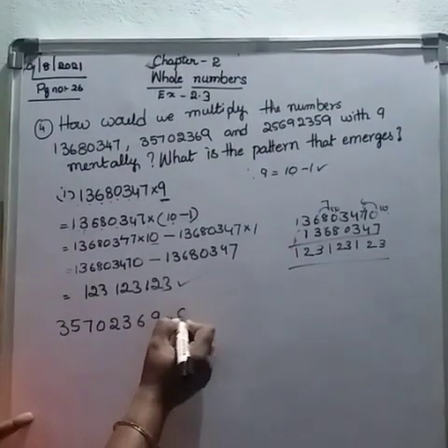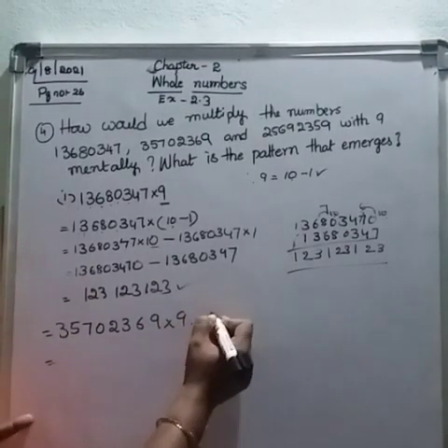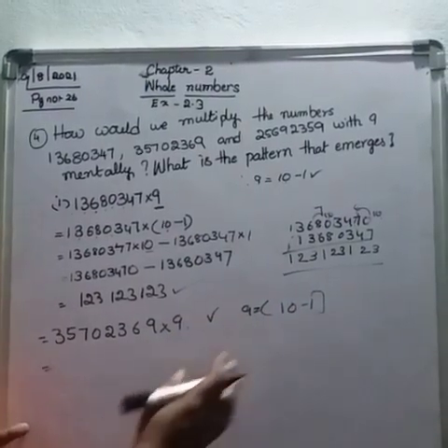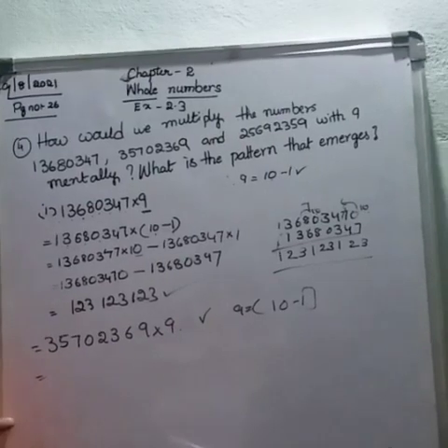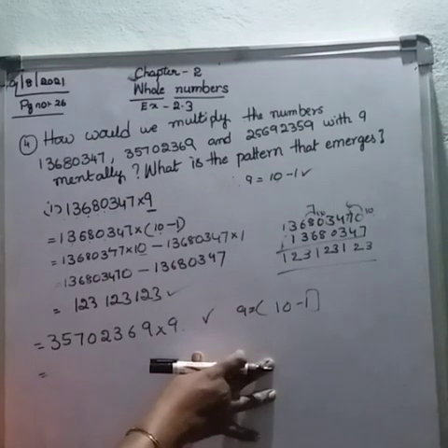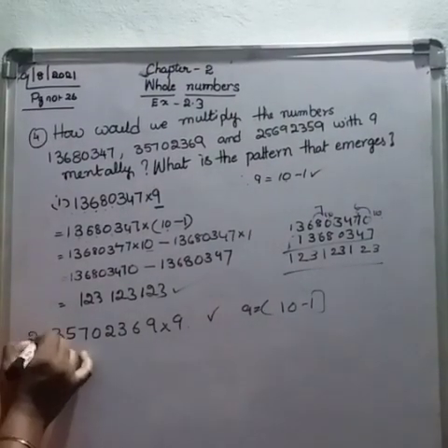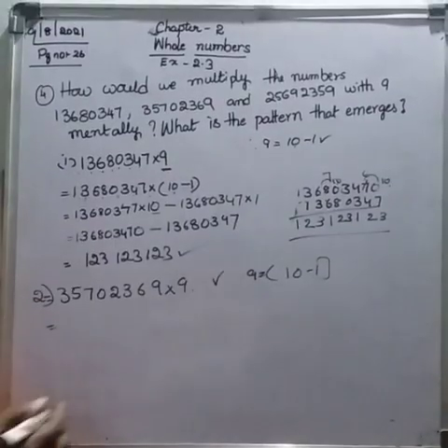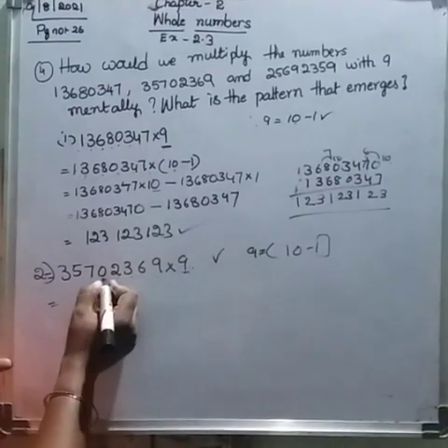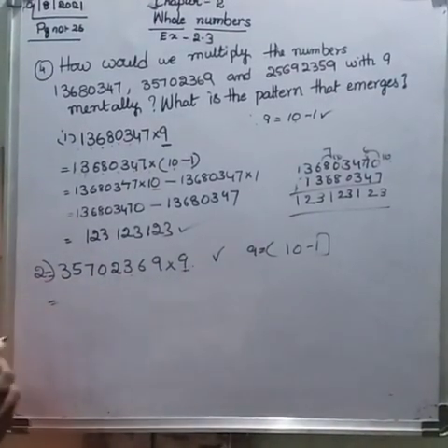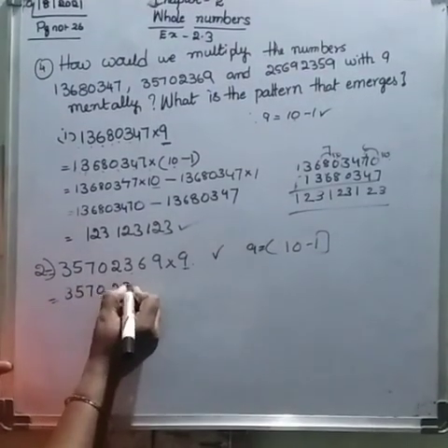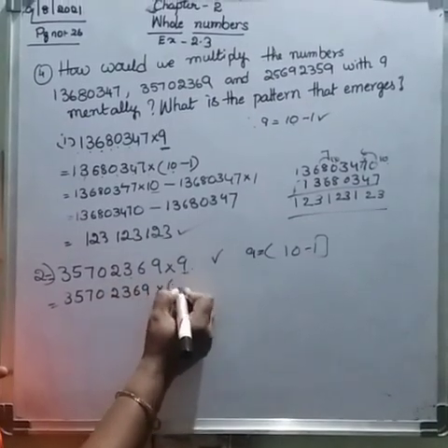35702369 into 9. In this number also we have to write 10 minus 1 in the place of 9, right? We have to substitute that number. 10 minus 1. Which is the place of 9? We have to substitute here also. This number is 1, 2, 3, 4, 5, 6, 7, 8, an 8 digit number. 35702369 into 10 minus 1.